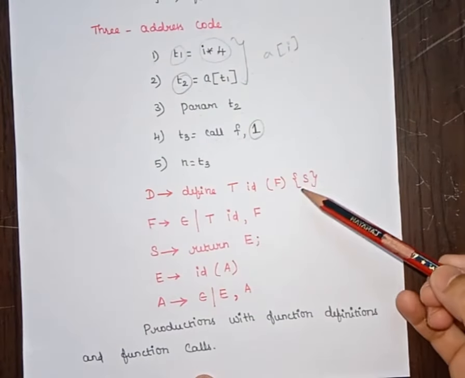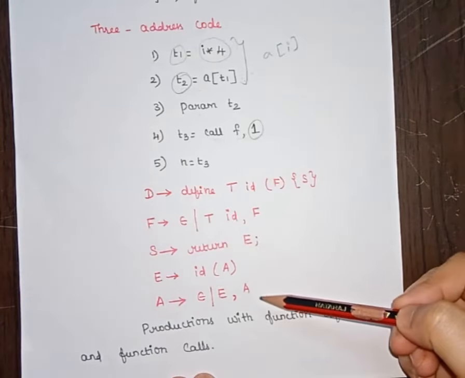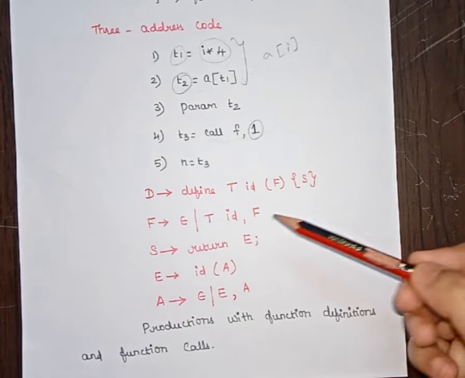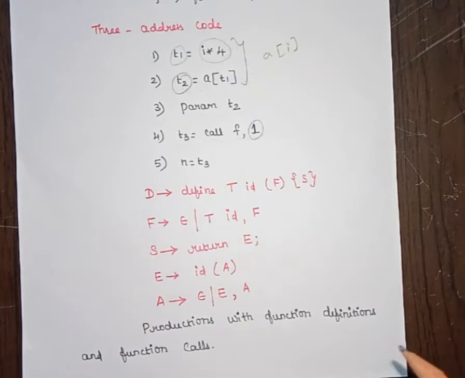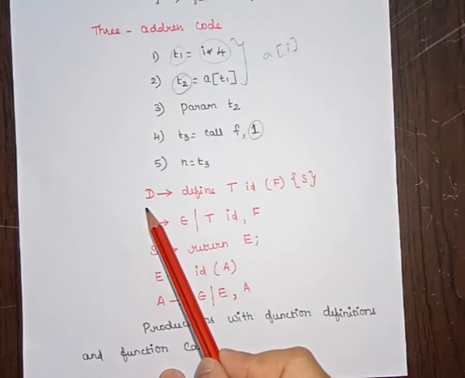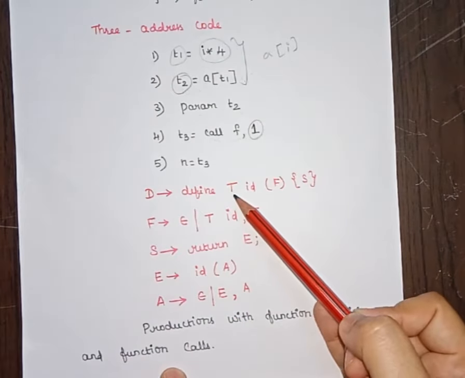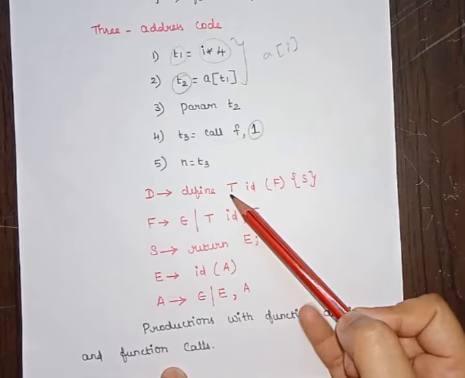So let us take these productions. So these productions are with function definition and a function call. So here we have both function definition as well as function call in these productions. Here this non-terminal D is actually for declaration, and this is for type. Okay, so here we have declaration and this is for type.